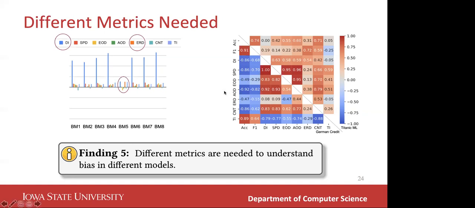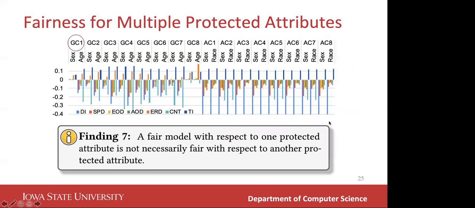Also, we have seen that the correlation of the metrics doesn't hold much across two different data sets. And a fair model with respect to one protected attribute might not be fair with respect to another protected attribute.